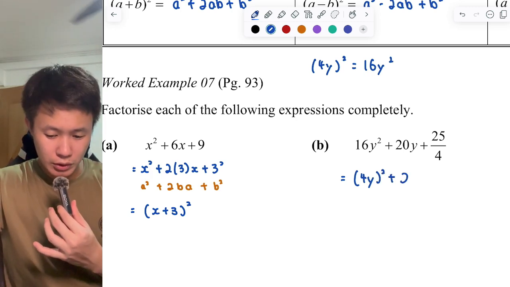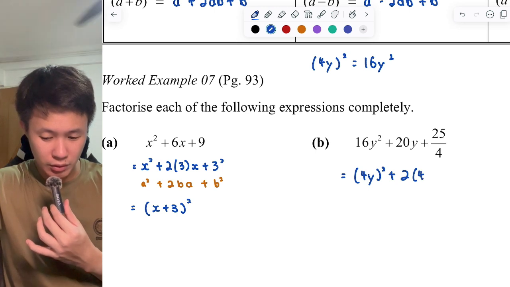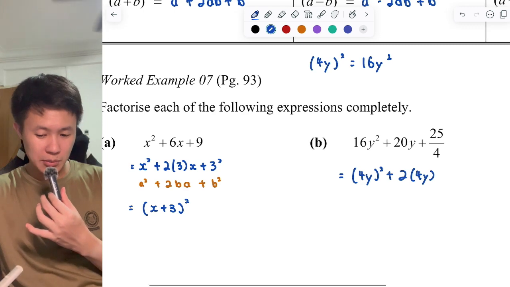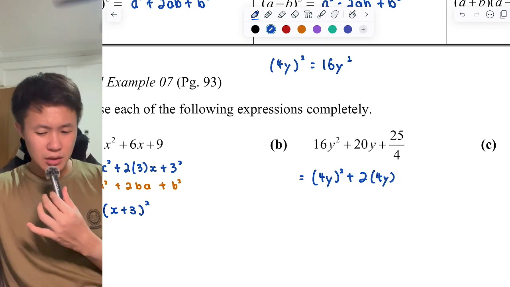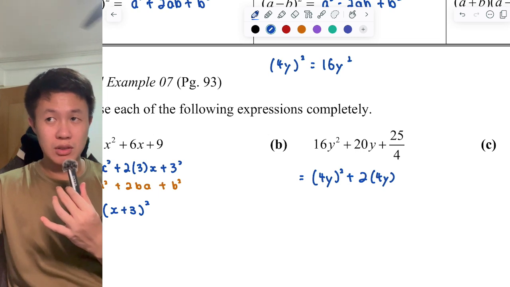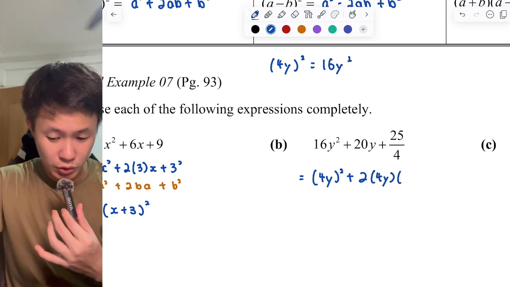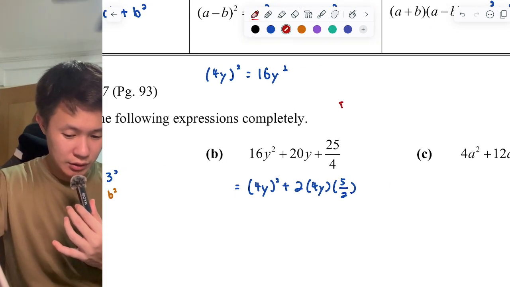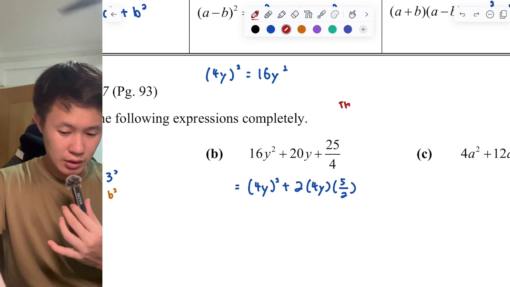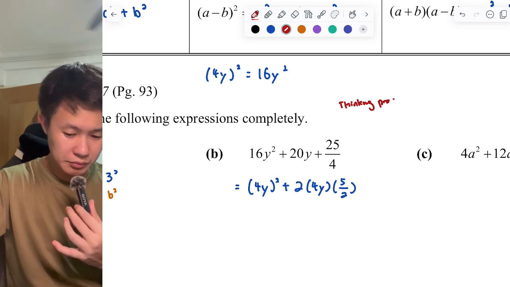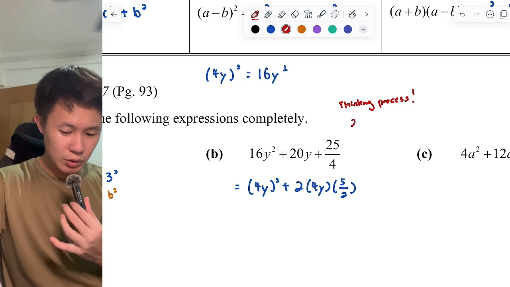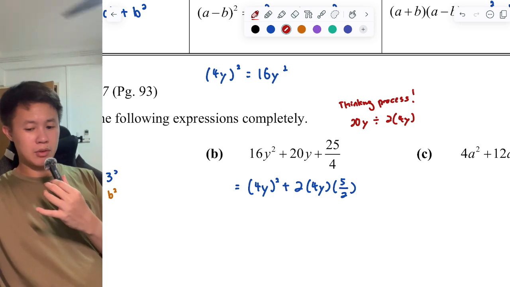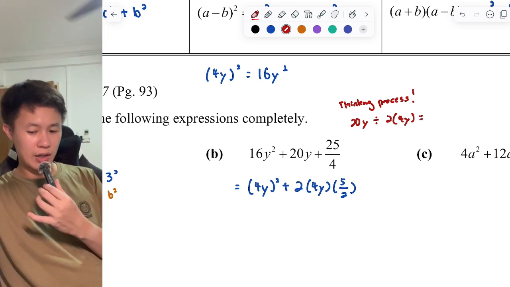Right? So you know that you need a 2, you need a 4y, and 2 times 4y is 8y, so you take 20y divided by 8y, and you will get 20 divided by 8, that gives you, divided by 4, 5 over 2. Okay, how do I get 5 over 2? The thinking process here, just give me a while, let me write it. The thinking process is I'm going to take 20y divided by 2 times 4y. So in the sense, I will essentially be left with 5 over 2.